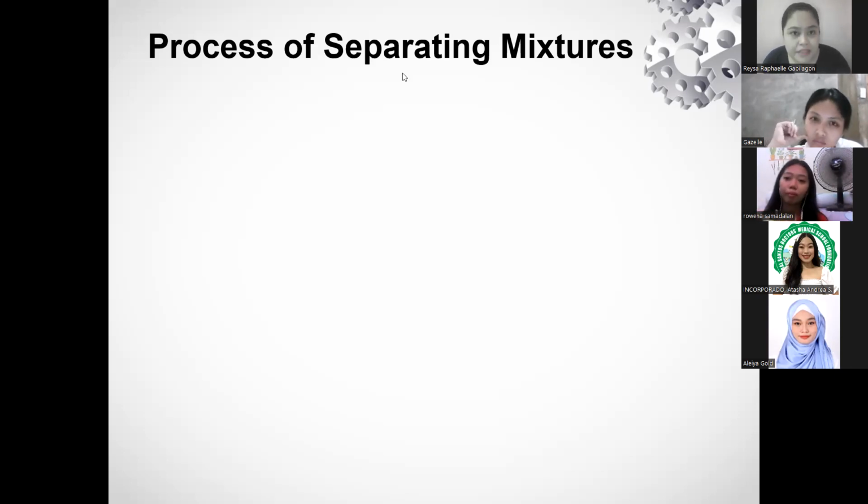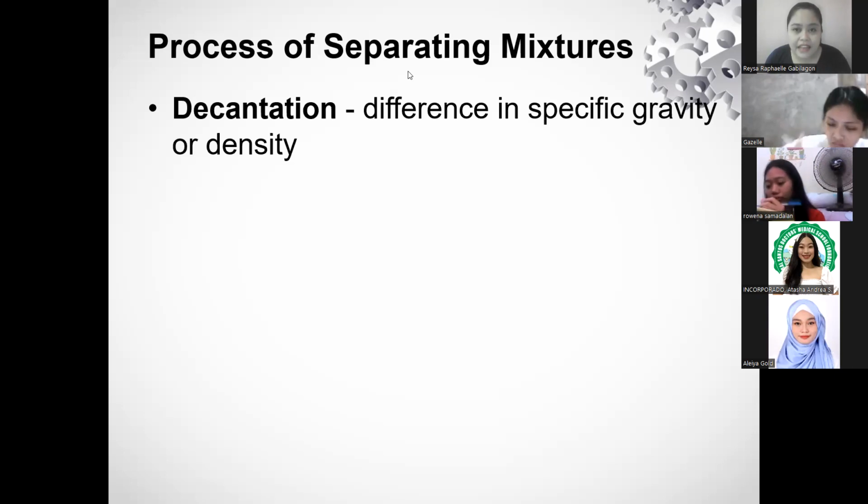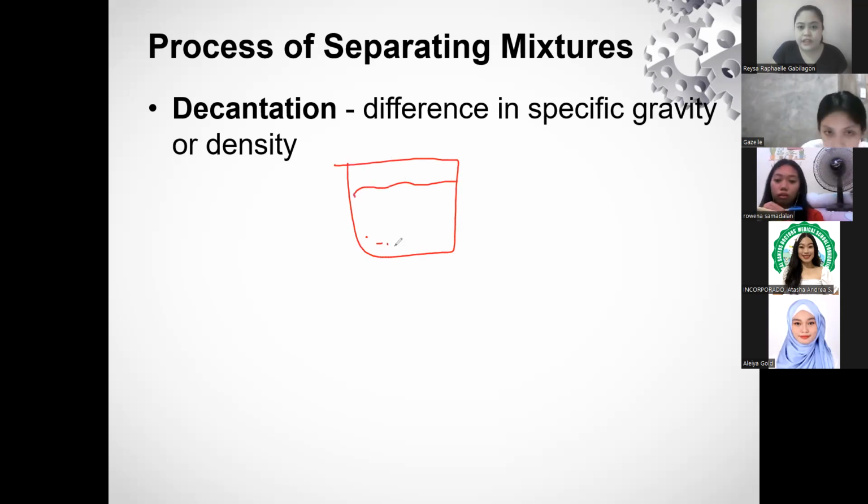Now, how do we separate mixtures? First, we have the so-called decantation. What do we do with decantation? We let the particles settle at the bottom, and then we throw or we decant the supernatant liquid above. When you say supernatant liquid, let me draw this para masabtan ninyo. If we have, for example, this one, and this is the water here, we let the particles settle at the bottom, and then we throw this part.